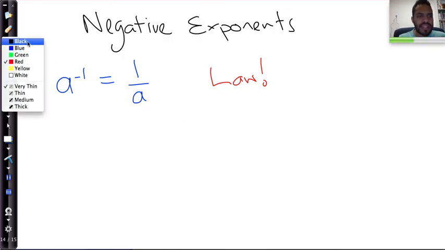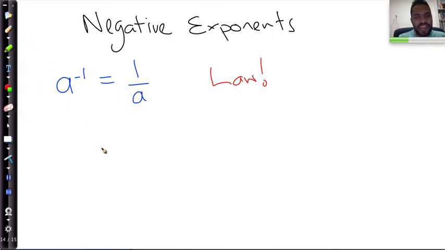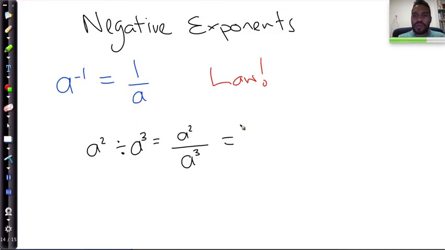Well, let's break it down and say, what if I have a squared divided by a cubed? You're going to tell me that is exactly the same as writing it in the following way: a squared over a cubed. Okay, and if I have a squared divided by a cubed, I get the following. Using the quotient law, the law in which we subtract the exponents, we would say keep the base, and that's going to be 2 minus 3, and that gives me a to the power of negative 1.